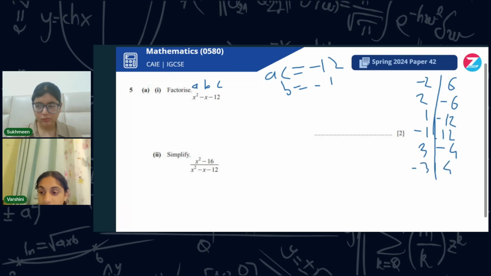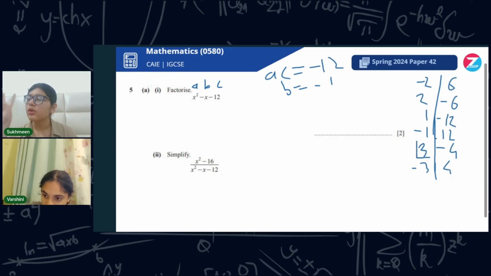Okay, so now we have to see which of these two numbers adds up to minus 1. So we know that all of these two numbers multiply to minus 12, but which of these actually adds up to minus 1? So 6 minus 2 is not going to be minus 1, it's going to be 4. 2 minus 6 is minus 4. 1 minus 12 is minus 11. Minus 1 plus 12 is 11. 3 minus 4, if you put this in your calculator, it should give you minus 1. So we can select these.